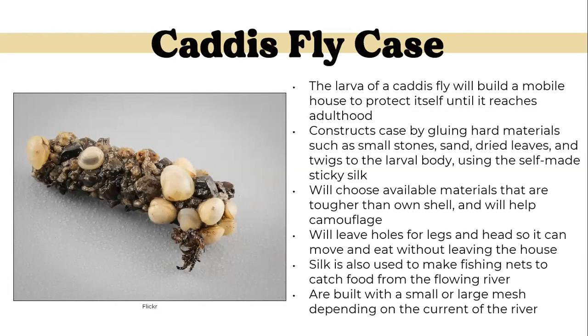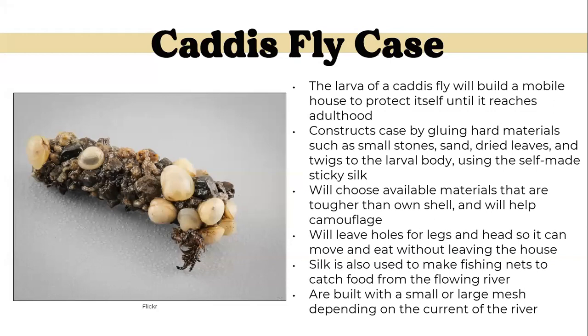They will also leave holes for their legs and their head so that they never have to leave their house when they eat, which is kind of nice. And how do they eat? Well, they actually use their silk to make fishing nets or meshes to catch food in the flowing river. And these animals are so smart that they know how big or small to make those fishing lines depending on the current of the river. If it's a very fast current, they make it a little bit bigger because it's harder to catch food. If it's a slow moving current, they make it smaller so that they can catch their food.